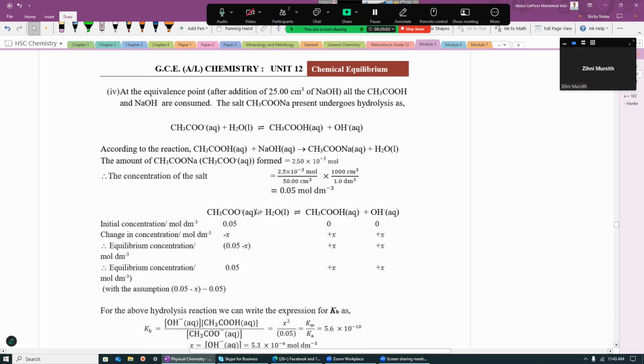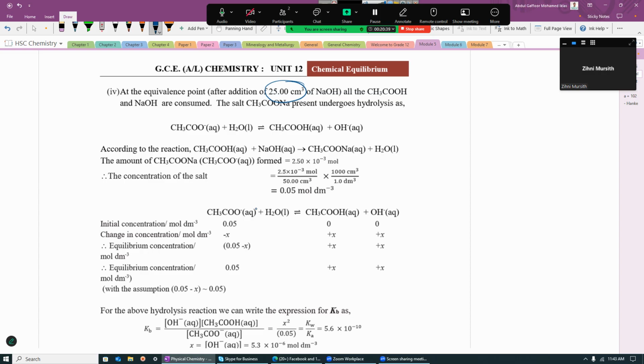At the equivalence point, we haven't calculated the pH, right? Do you understand that? Okay, so now at the equivalence point, after adding all 25 milliliter of NaOH, what will happen? All the CH3COOH will be consumed, right? So we will not have any CH3COOH. Only we will have the salt. Do you understand that? Only the salt, CH3COONa, present.